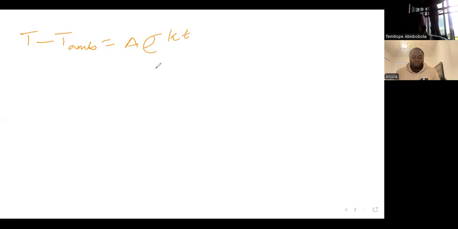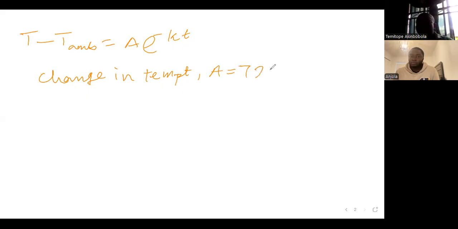Now the question says a thermometer is taken from a room where the temperature is 72 degrees to the outside where the temperature is 32 degrees. So the change in temperature, A, will be 72 minus 32 degrees. That will give us 40 degrees Celsius. So that's the change in temperature. So we already know A.